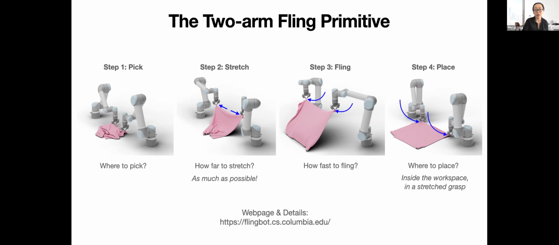For the task of cloth unfolding, some of the steps actually have pretty trivial solutions. For example, for step 2, for unfolding, we probably just want the robot to stretch the cloth as far as possible. And for step 4, placing the cloth somewhere reasonable will be okay. Therefore, the key part that the algorithm needs to learn is where to pick up the cloth and how fast to fling. So the task for the network is to learn those parameters through a self-supervision signal.